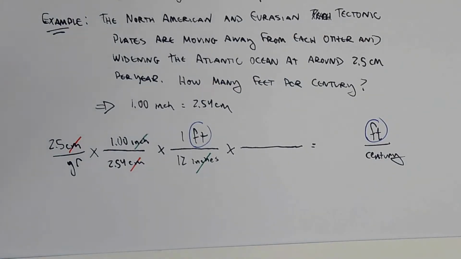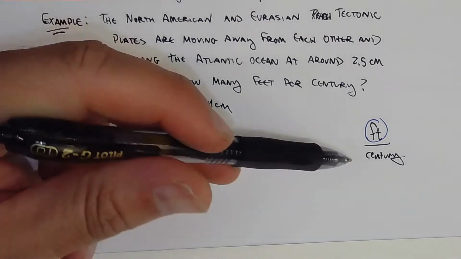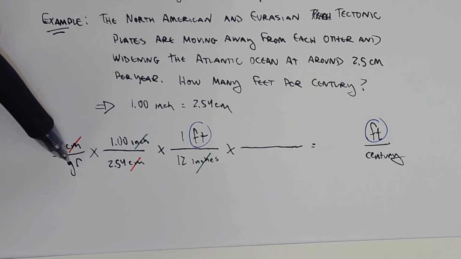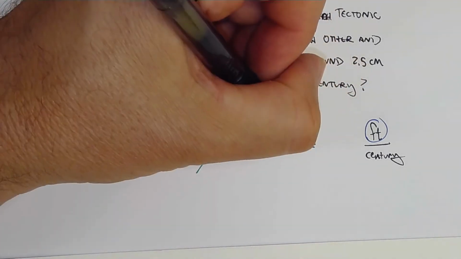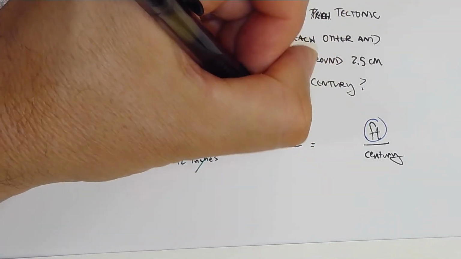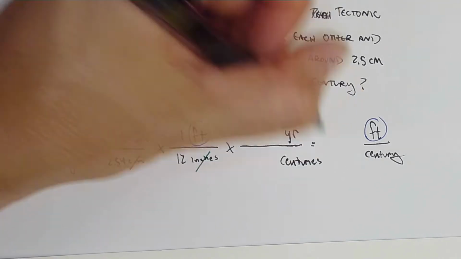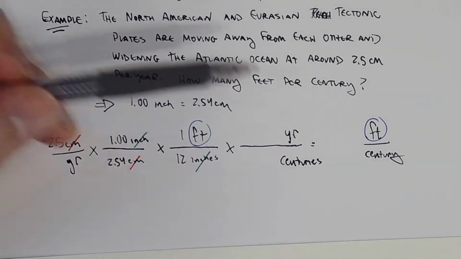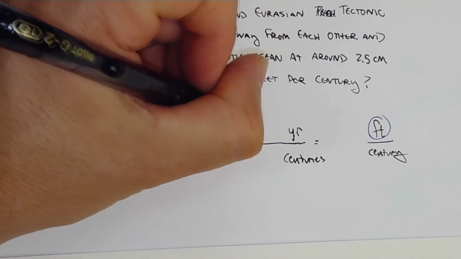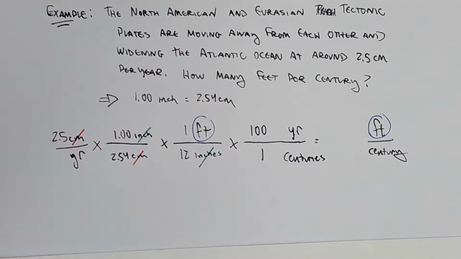Now we want to get to the bottom. We want to convert years to centuries. The only difference here is now that the fraction has the unit we want to cancel out on the bottom. So if it's on the bottom, then we need to put it on the top to cancel it out. And we want to end up with centuries on the bottom. And there are 100 years in a century.